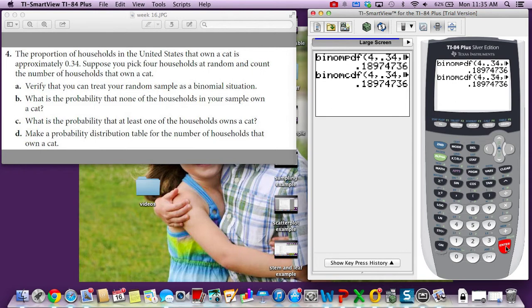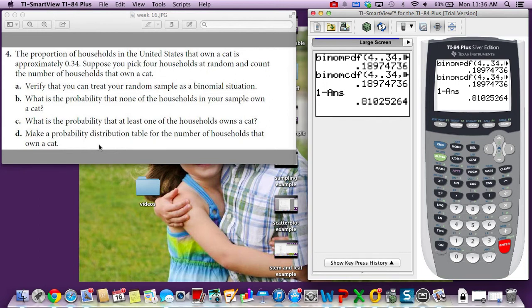So at least 1 household would be 1 minus our answer there that we just got, because that's everything else. At least 1 would be 1 and above. What you calculate with a CDF is 0 and below, so 1 and above would be 1 minus the answer. So 81% probability that at least 1 household owns a cat out of 4.